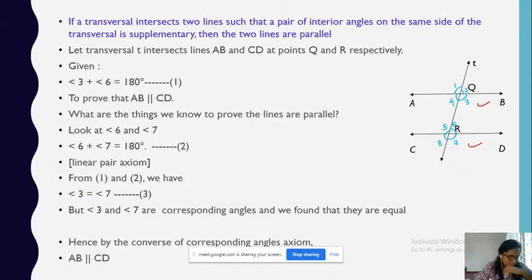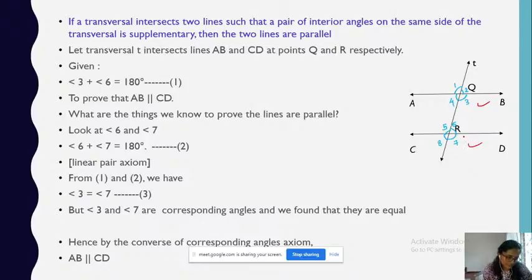So did everyone understand this? How did we prove this? Yes, ma'am. Okay. Anyway, let me repeat it again. We are given that a transversal is intersecting two lines such that a pair of interior angles on the same side of the transversal is supplementary. So I took angle 3 and angle 6. Their sum is 180 degree. I noted it as equation 1. Then we need to prove that AB is parallel to CD. When we look at angle 6 and angle 7, they are a linear pair. By the linear pair axiom, angle 6 plus angle 7 is equal to 180 degree. Equating equations 1 and 2, we get angle 3 and angle 7 are equal, and they are nothing but corresponding angles. So by the converse of the corresponding angles axiom, we can say that the two lines AB and CD are parallel.